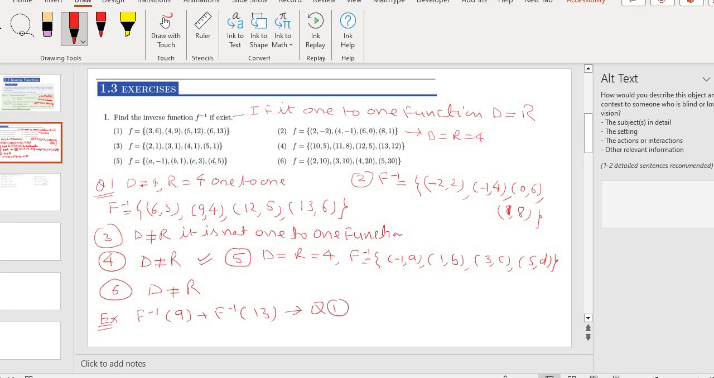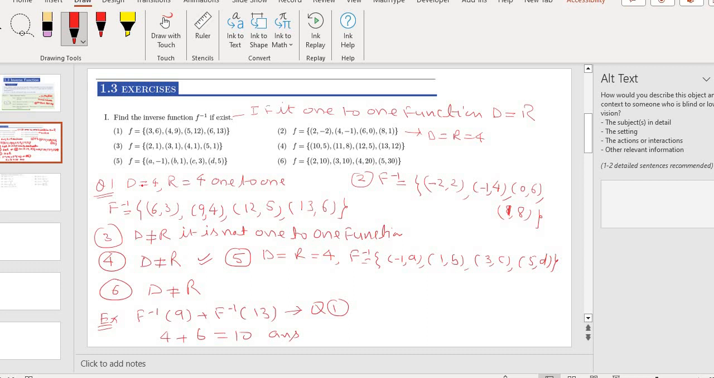Question number 1. So F inverse, that means inverse of that one. Because it is 1 to 1, that means the inverse exists. So inverse of 9 is 4 plus inverse of 13 is 6. So it is 10. So the value of F inverse of 9 plus F inverse of 13 is 10. This is the answer of that question.